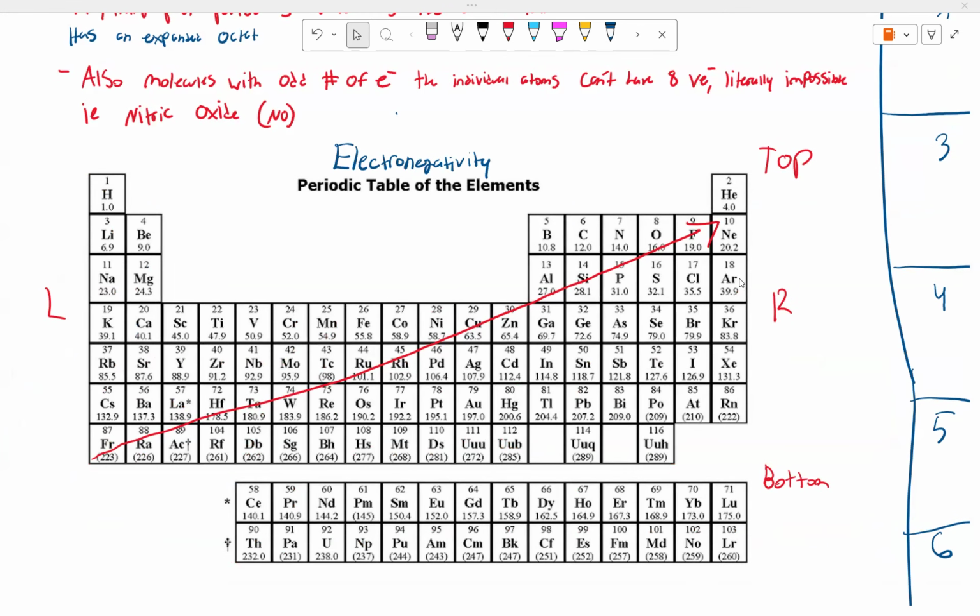Remember, when you're going from top to bottom, you're increasing electronegativity, and left to right, you're also increasing electronegativity, since that's just how likely that atom wants to fulfill its octet by taking in another electron. So more or less creating that octet that way.